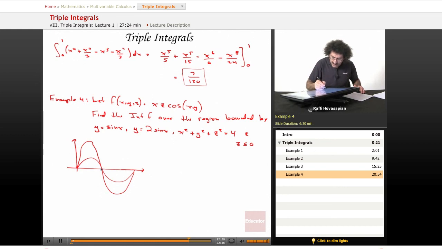So it looks like x is going to run from 0 to pi, from here to here, because we're looking at this region in the xy plane. z is less than 0, so it's going to be everything below this plane. And x squared plus y squared plus z squared equals 4. That is the sphere of radius 2. So that's what you've got.